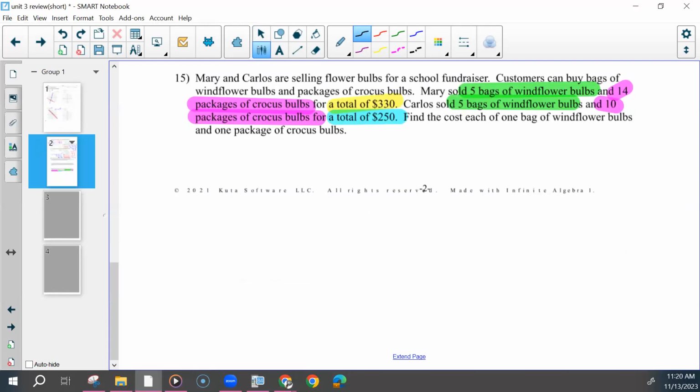So this one had 6 different pieces of information that were important. Because it has 6 different numbers, the 5, the 14, the 330, the 5, the 10, the 250, all of those numbers get used. As a reminder, you need 2 variables to describe what you're looking for: the cost of 1 windflower bulb and the cost of 1 purpose bulb. What you choose to call those is up to you. W and C, X and Y, it doesn't matter. Be specific when you define your variables, the cost of whatever it is.